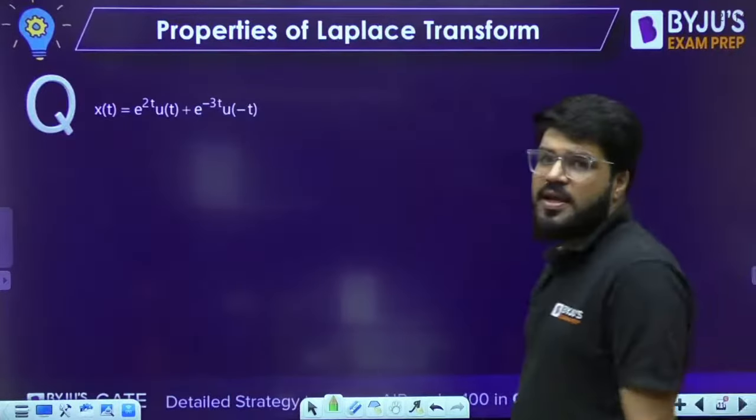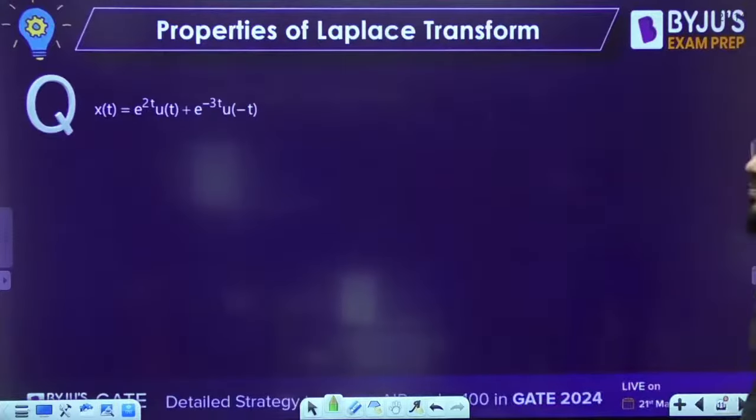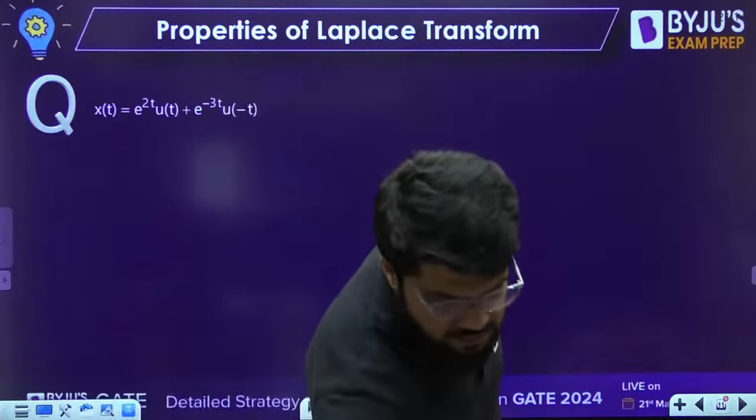Moving ahead to the next one. e power 2t u(t) plus e power minus 3t u(-t).